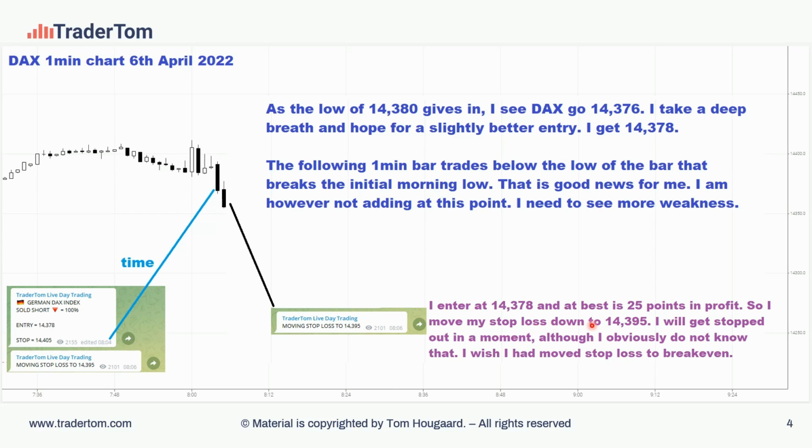So I move my stop loss down to 14,395. Now remember, my entry was 78, so I haven't got a stop loss at break even just yet. And as you'll see, I'll get stopped out in a moment, although I obviously don't know that at this point in time. I wish I had, because then I would have moved my stop loss to break even, or I even wish I had moved my stop loss to break even.